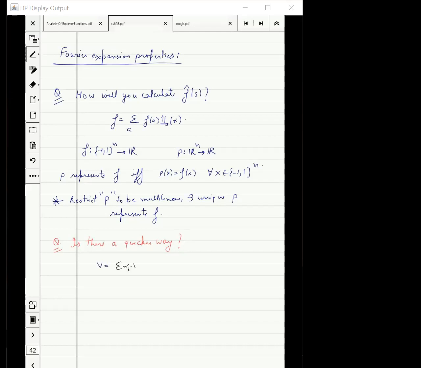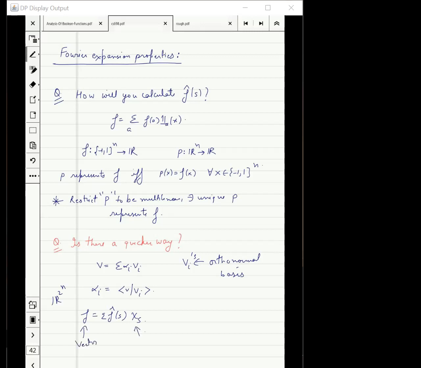Right. So if I told you that V was equal to the summation of alpha_i V_i, where the V_i form an orthonormal basis, what will be alpha_i? It will be the inner product with V_i. Right. And now we know this space R^(2^n) has a nice inner product. F is equal to a sum over chi_s, right? F is a vector which is represented in terms of the orthonormal basis of chi_s.